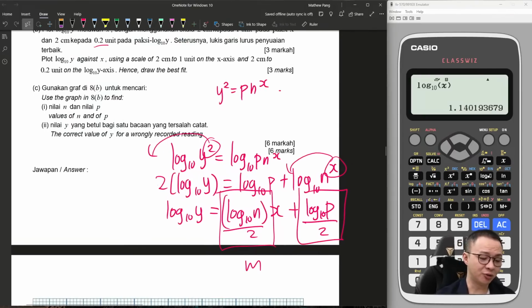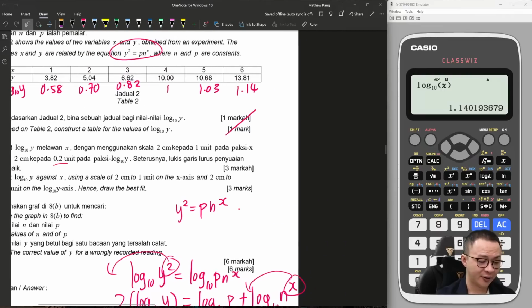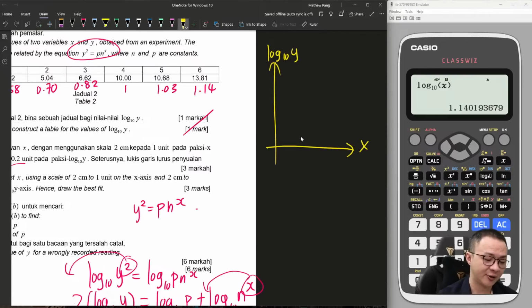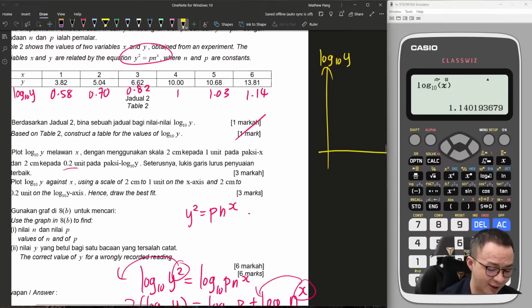Depending on how you draw the graph, I can just simply estimate. I'm not going to draw the full graph. This is log 10 y, this is x, right? So my x equals 1, I start from something like 0.58. Then this is 1. So this is my first coordinate.